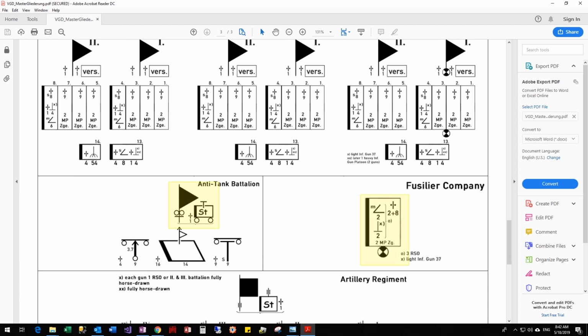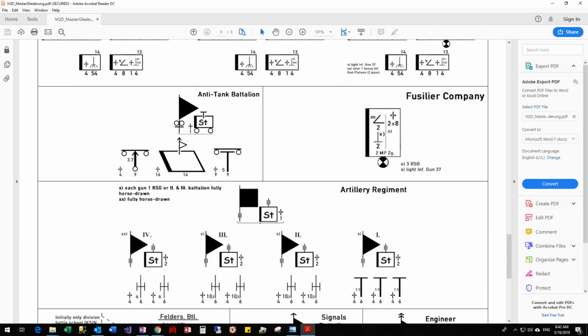One thing you will notice is that on some of these flags, on the stem, there are additional symbols. So these 2 circles represent motorized, and the horizontal bar represents anti-tank. So this is a motorized anti-tank battalion, and it has an assault gun and towed guns as well.